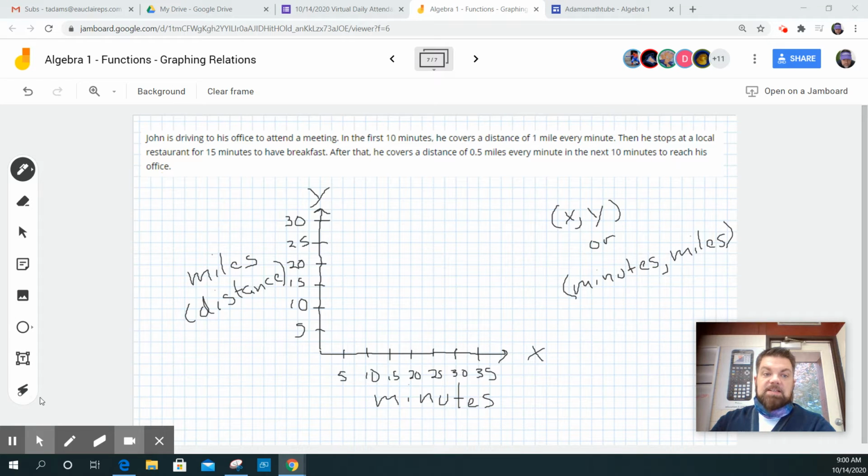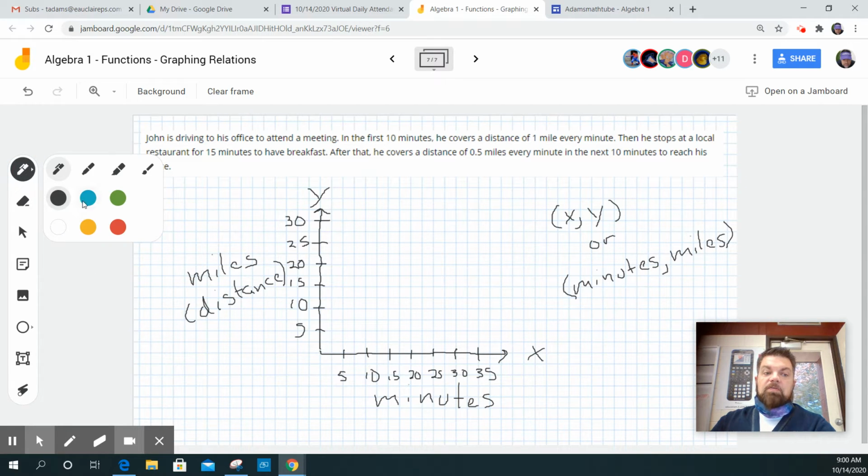All right, so it says that John is driving to his office to attend a meeting. In the first 10 minutes, he covers a distance of 1 mile every minute. Then he stops at a local restaurant for 15 minutes to have breakfast. And after that, he covers a distance of 0.5 miles every minute for the next 10 minutes.